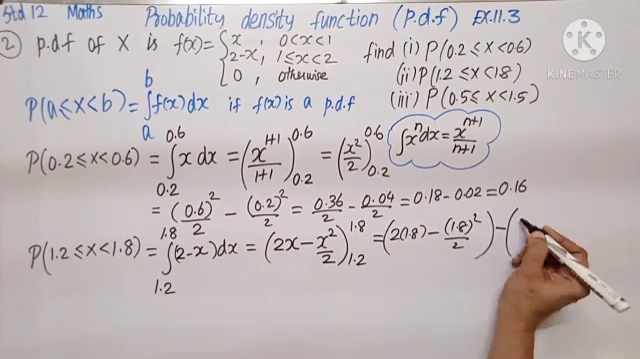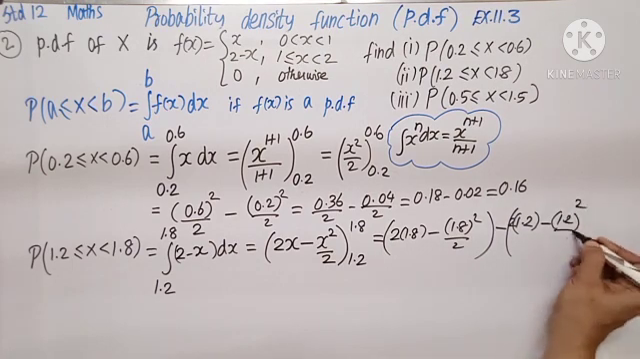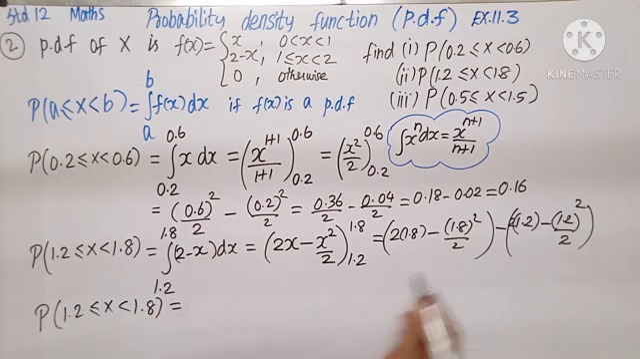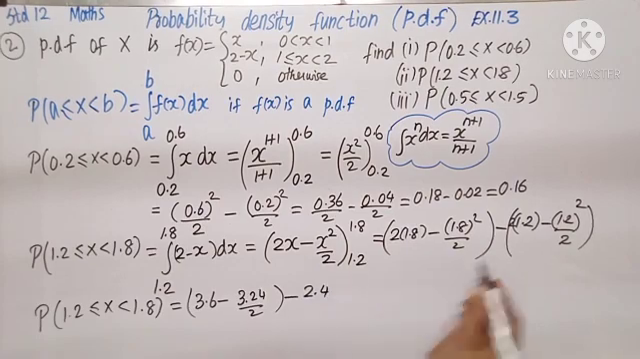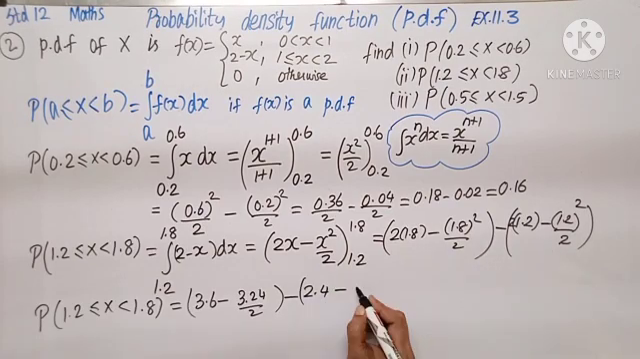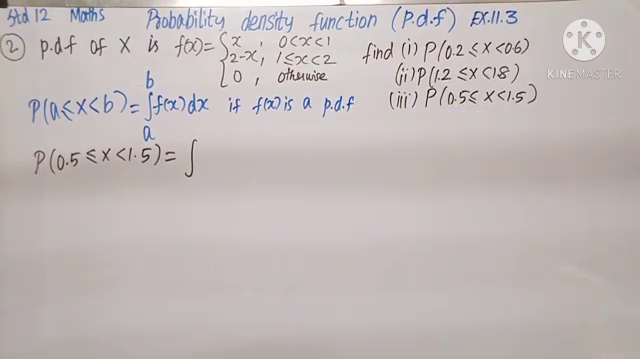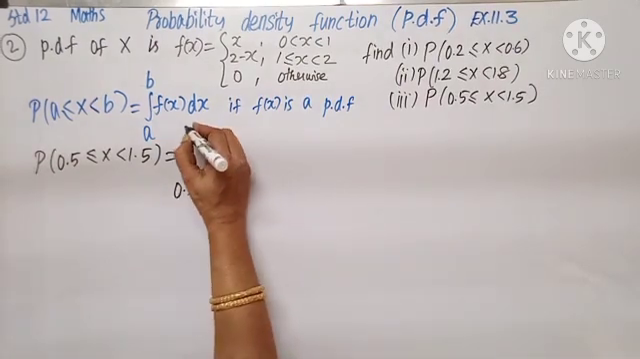Minus, wherever x is coming, 1.2. 2 into 1.2 minus 1.2 square by 2. Simplifying, probability of 1.2 less than or equal to x less than 1.8 is 3.6 minus 3.24 by 2 minus 2.4 minus 1.44 by 2. Simplifying which, we get 0.30.